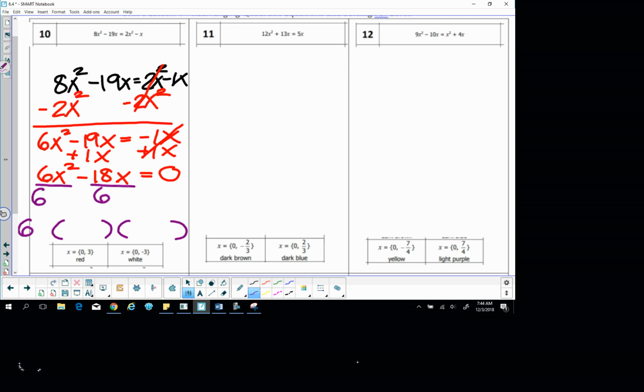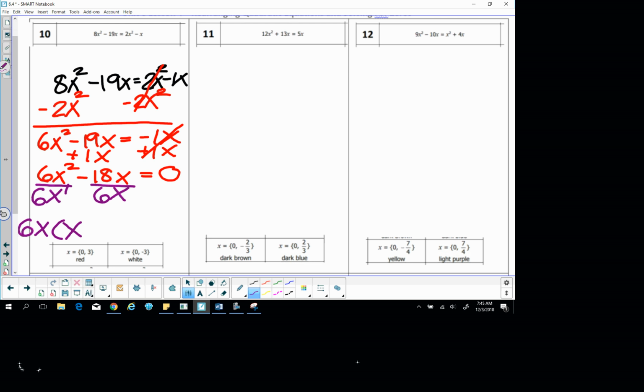What letter do they both have? X. So I'm going to put an x right here, and that will also go outside of my parentheses. Then we divide. So 6 divided by 6 is just 1, and x squared divided by x looks something like this. Or you could subtract, just like we added the exponents when we multiplied. Now we're subtracting. What's 2 minus 1? 1. So just 1x.